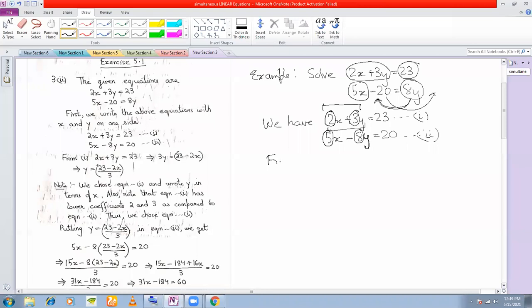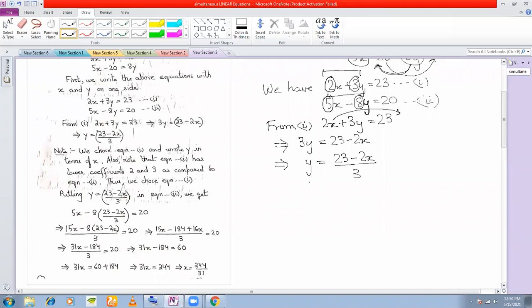So from 1, 2x plus 3y is equal to 23. From here, I will find y in terms of x. So I'll take 2x to the other side: 3y is equal to 23 minus 2x. I've kept y on one side and x on the other side. That means y is equal to 23 minus 2x divided by 3. So what you see is that I have found y in terms of x.